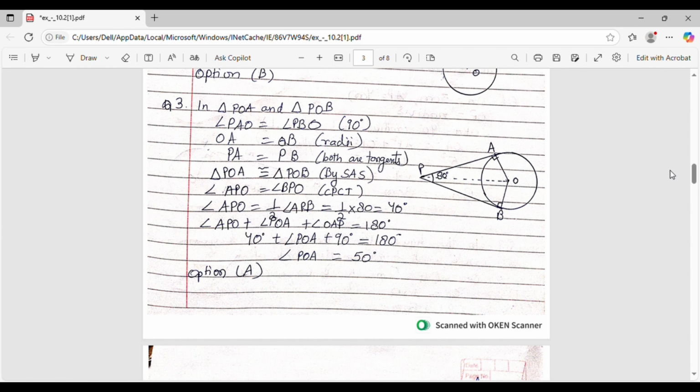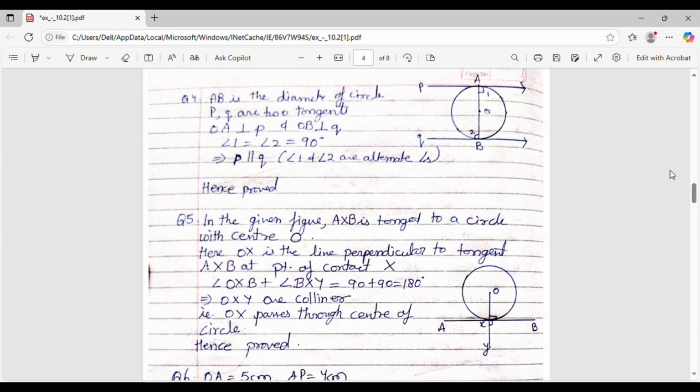Question number 4. Prove that the tangents drawn at the end of diameter of a circle are parallel. So we will draw a circle and we will take two tangents at the opposite end of the diameter AB. In this figure, AB is the diameter of circle, P and Q are the two tangents. We have OA is perpendicular to P and OB is perpendicular to Q. Angle 1 is equal to angle 2, which is 90 degree. So we can say that P is parallel to Q as angle 1 and angle 2 are alternate interior angles.